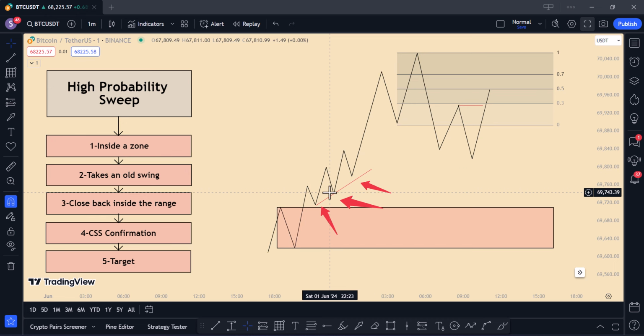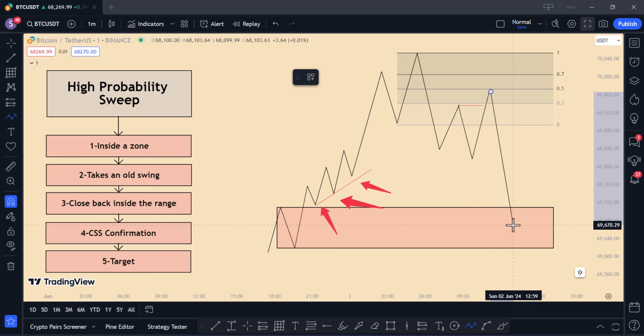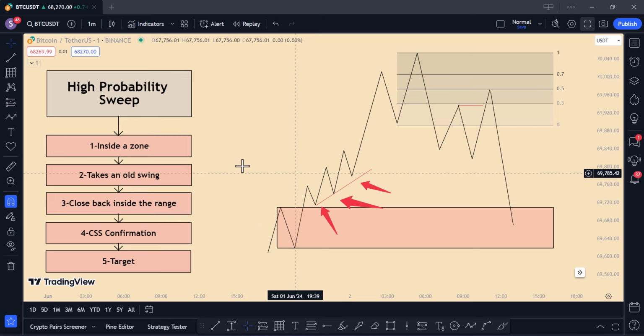So we have liquidity just above an unmitigated zone. Of course, having only one of these two is okay, all right? But having the two is really, really high probability, and you have something to target right here. And this also can be another sweep on liquidity, all right? So price taps into a zone, and inside the zone we took out these three swings right here, and closed back inside the range. I don't know, maybe we have that, maybe we don't, all right?